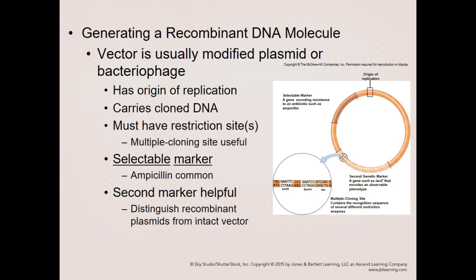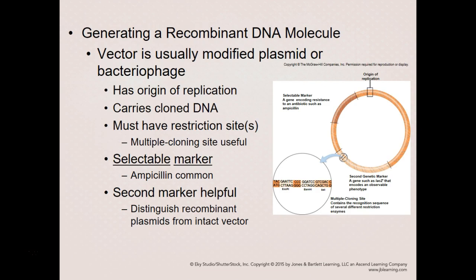So how do we actually do this? We have to have a vector that has certain characteristics. It has to have an origin of replication, where it's able to replicate on its own. It has to have two different selectable markers. The first selectable marker is usually a resistance factor that allows it to survive in an environment with certain chemicals, like an antibiotic resistance. A very common selectable marker is ampicillin resistance.